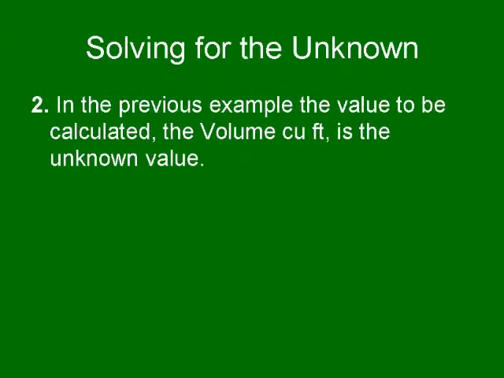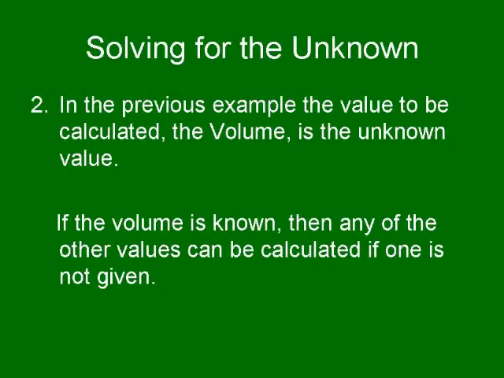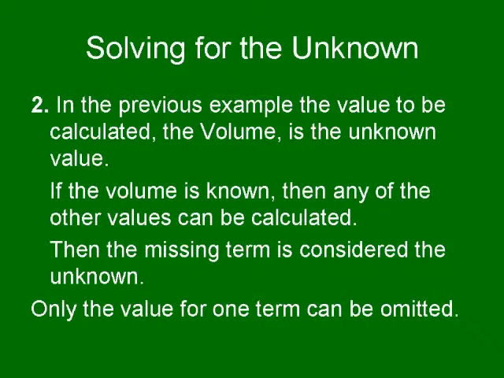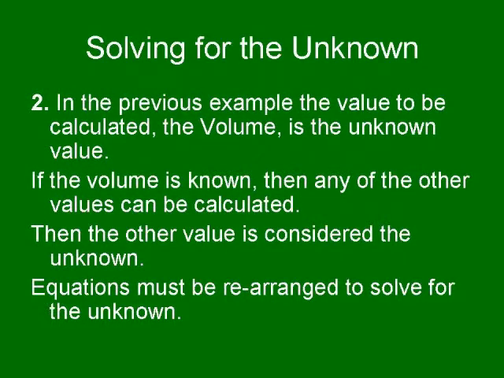In the previous example, the value to be calculated, the volume in cubic feet, is the unknown value. If the volume is known, then any of the other values can be calculated if one is not given. Then the missing term is considered the unknown. Only the value for one term can be omitted. Equations must be rearranged to solve for the unknown.